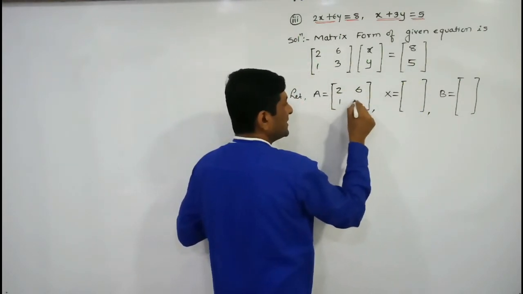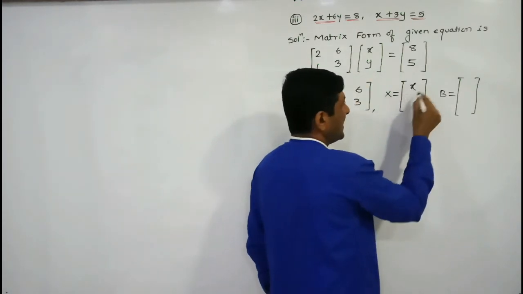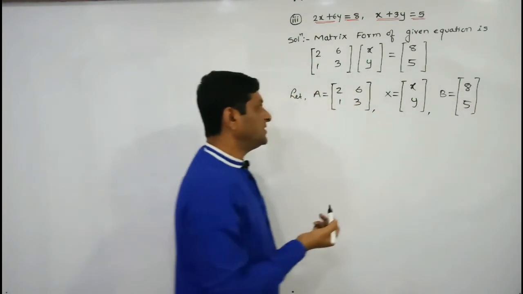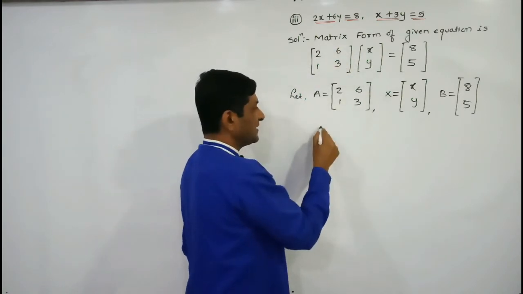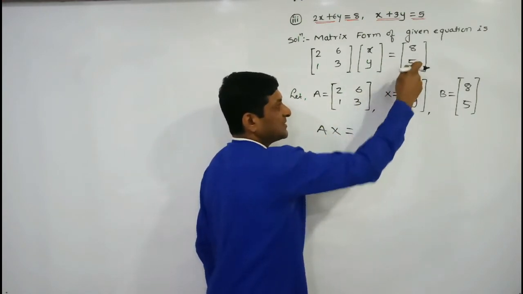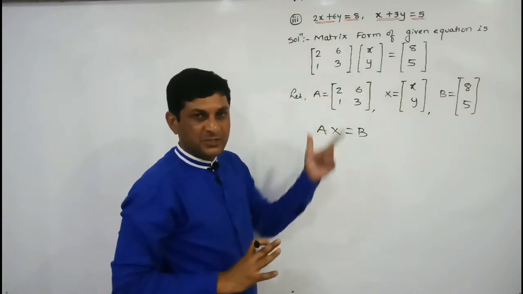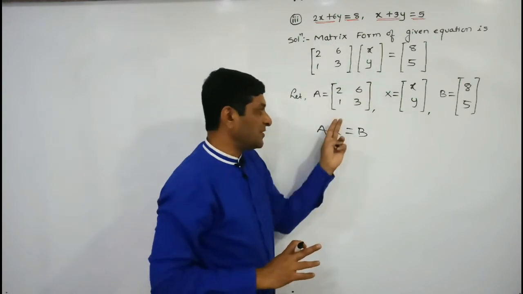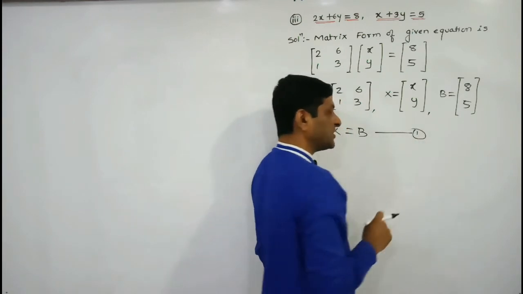So we are denoting the first matrix by A. Already we have seen this method in the first two examples. Denote the second matrix by X and the third matrix by what? B. So here we can observe that this matrix is A, this matrix is X, and this matrix is B. Means after substituting these values we will get this equation: AX = B. Denote this equation as equation number first.